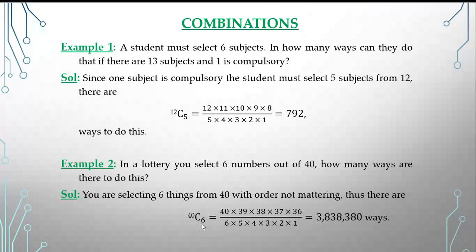So you can solve this 40C6, it means 40 factorial upon 6 factorial times (40 minus 6) factorial. After calculating, you will get the number of ways to select the numbers.